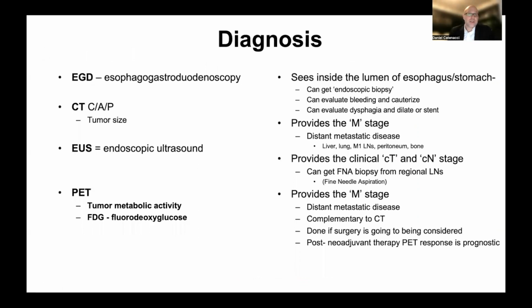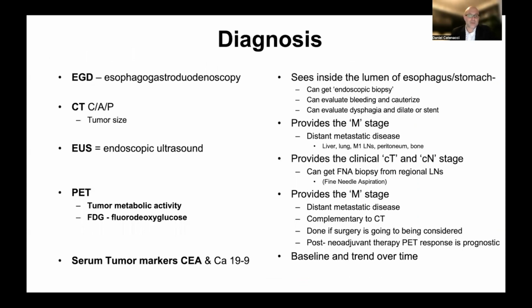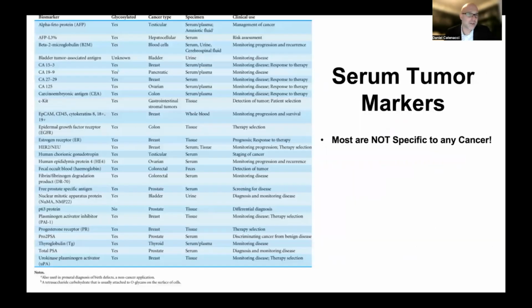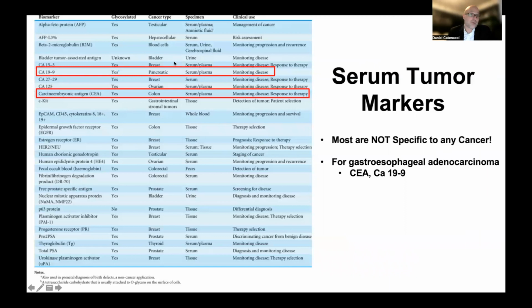So in addition to the endoscopies, the CT scan and PET scans, we also would be getting serum tumor markers at diagnosis, and typically they are the CEA and CA19-9. You can see here on this table that there are a number of different so-called serum tumor markers. And although this table suggests that they seem to be unique for various cancer types, the most important thing to take away is that these tumor markers are not specific to any cancer, and that they can be elevated across various cancer types.